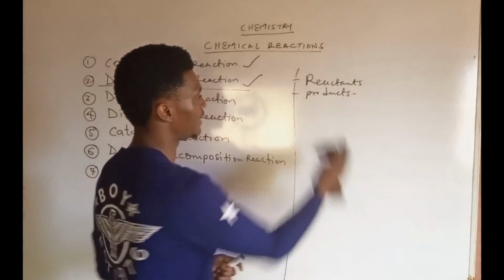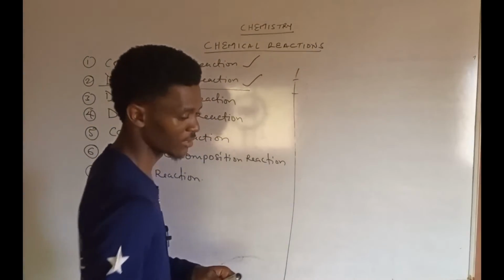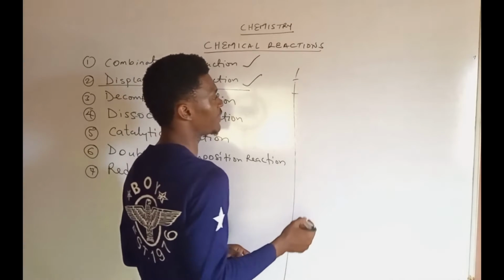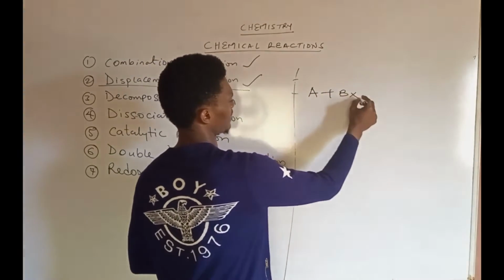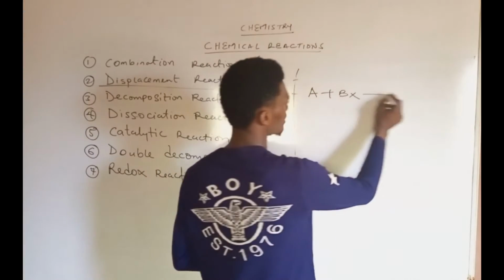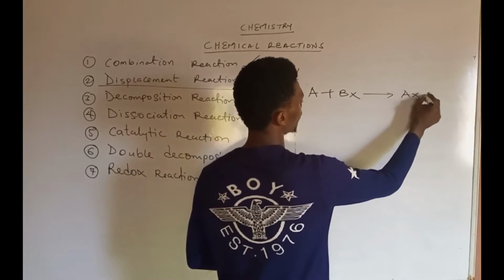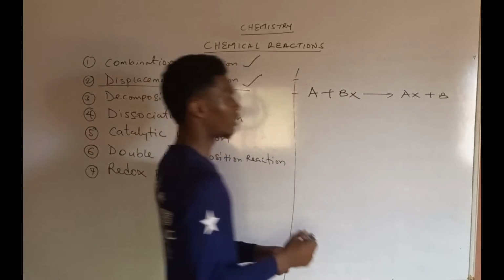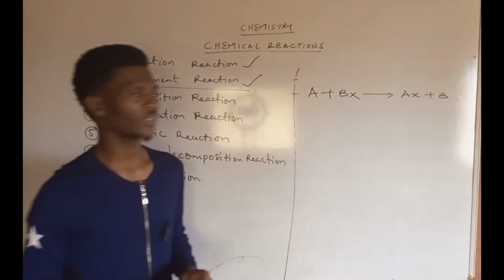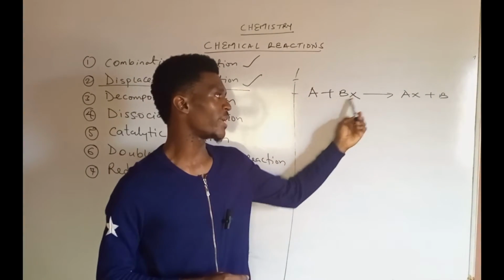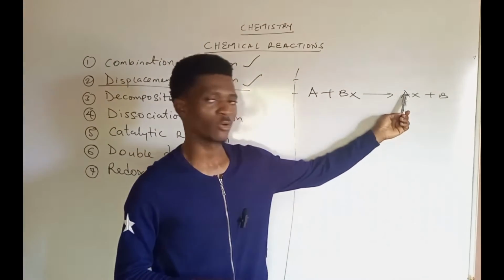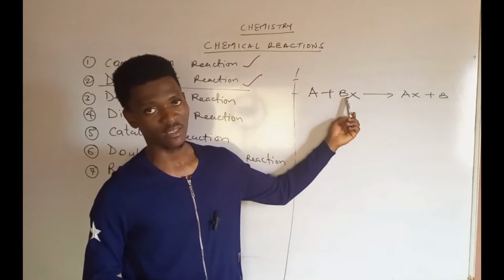An element and a compound usually. And what does that mean? It means that it will be having, let's say, A plus BX, and then it ends up giving us AX plus B. What have you noticed in this reaction? You will notice that A was able to pick up X and then form AX in product, while you are left with what? B alone.